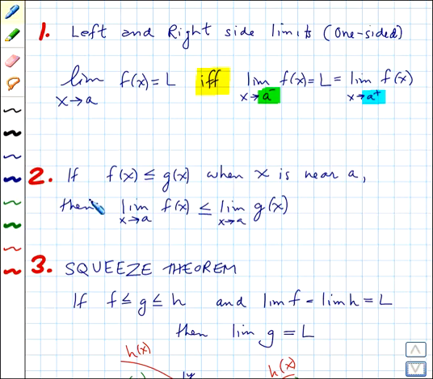Now, the second theorem is fairly obvious, and you really won't get it until we get to the third. What it's saying is that if we have two functions, f of x and g of x, and if f of x is less than or equal to g of x when x is near a, doesn't say it has to be at a, but in the neighborhood of a, then the limit of the function f as x approaches a will be less than or equal to the limit of g of x as x approaches a. Okay, now keep that in mind as we get to number 3, which is called the squeeze theorem.